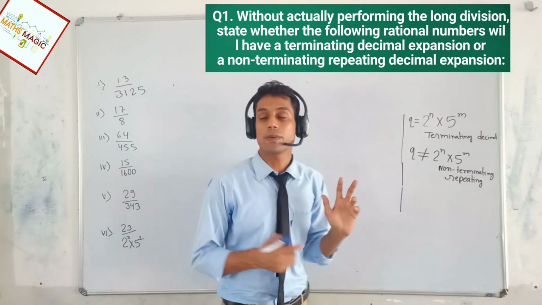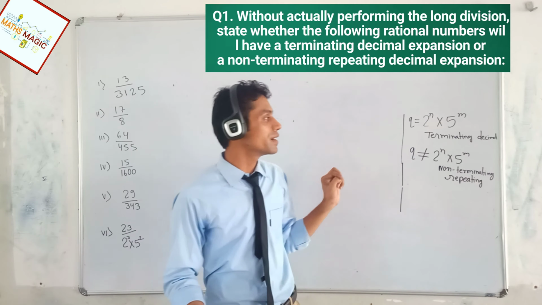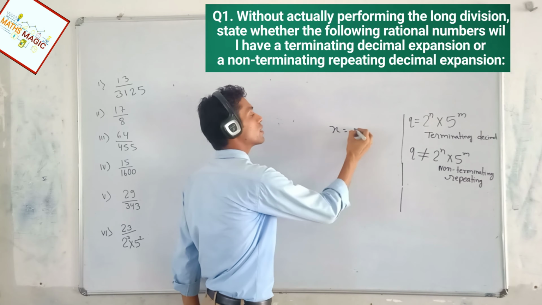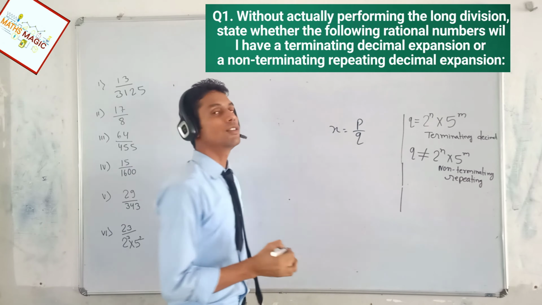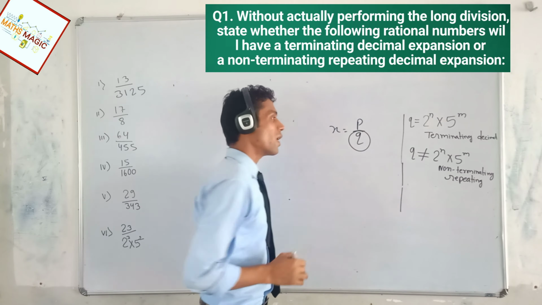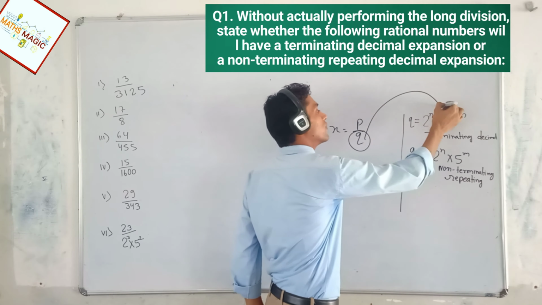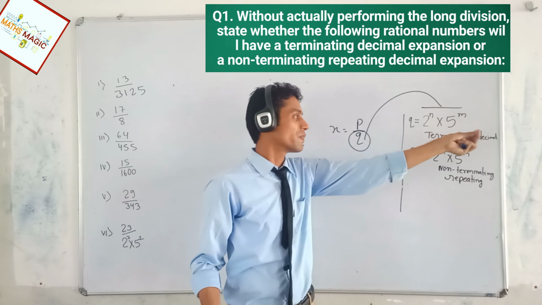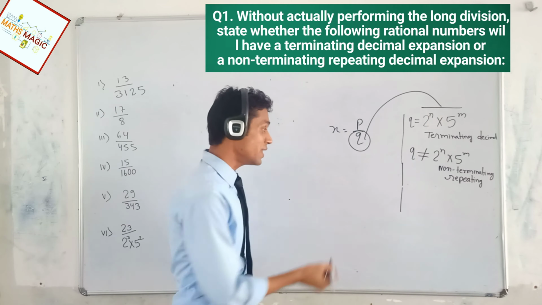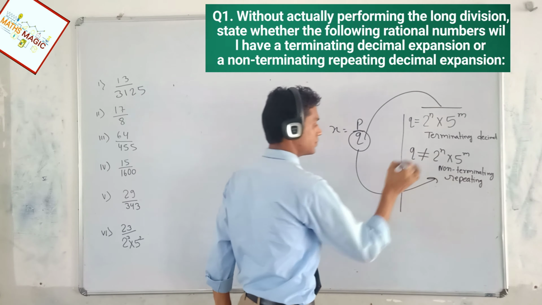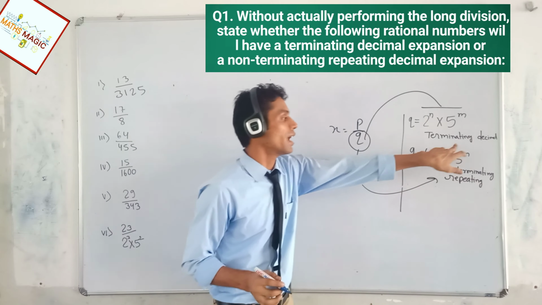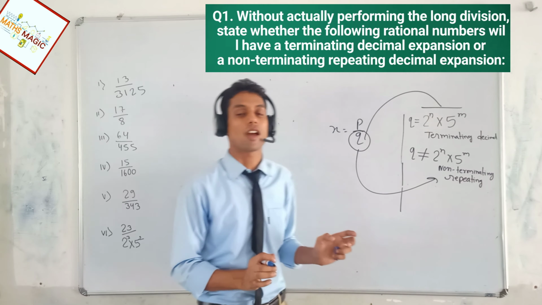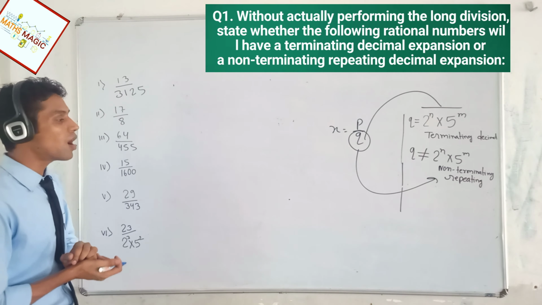Before we solve this, we have to understand only two things. A rational number can be written in the form p by q, where q means the denominator. When the denominator is of the form 2^n and 5^m, then it is terminating. When the q value is not of the form 2^n and 5^m, then it is called non-terminating and repeating. Now let's start question number 1.